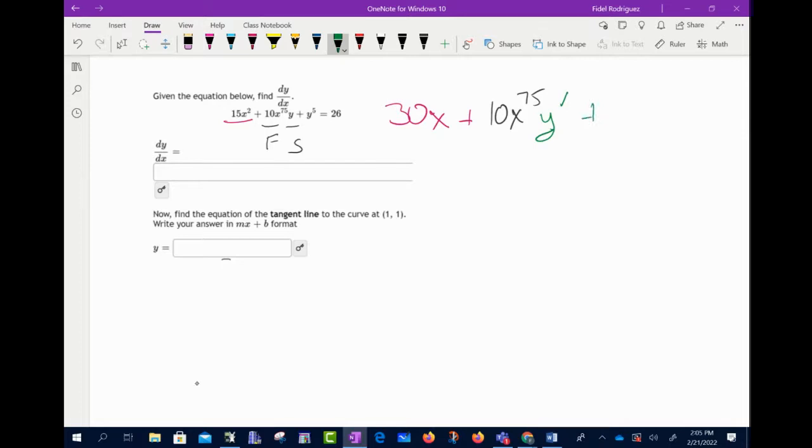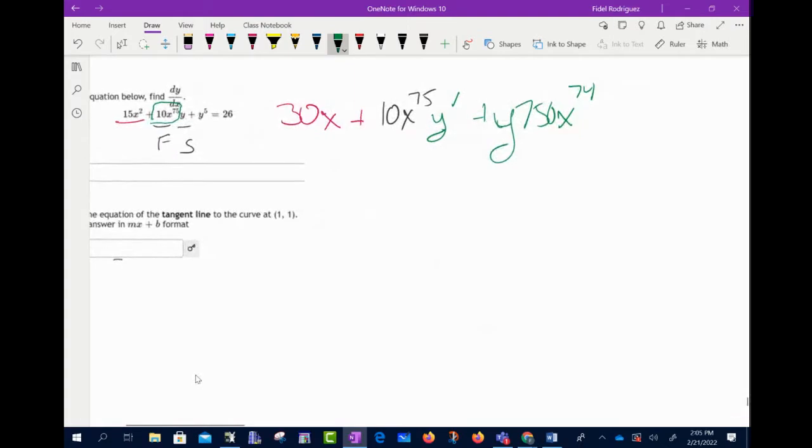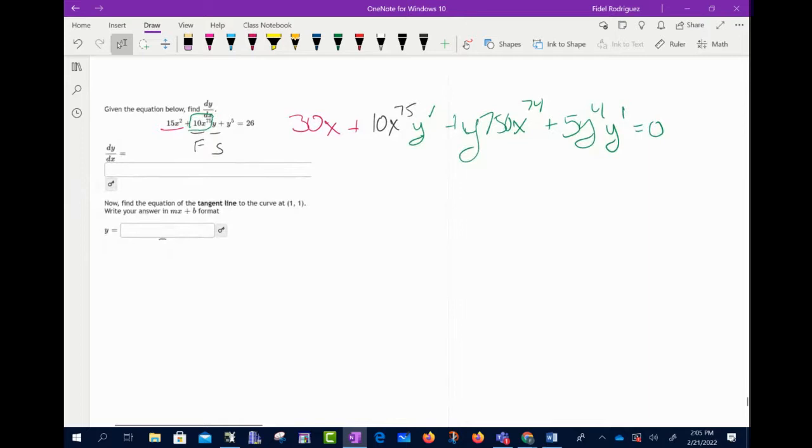Okay, plus the second function times the derivative of the first. Well, what's the derivative of 10x to the 75th? 750x to the 74th. Okay. Plus, everybody agree, 5y to the 4th, and then a y prime is equal to 0. Okay. Again, y'all, if you don't like using y prime, write dy dx. I just wanted you to be aware that if you watch the videos, a lot of times they will use y prime. It means the same thing.